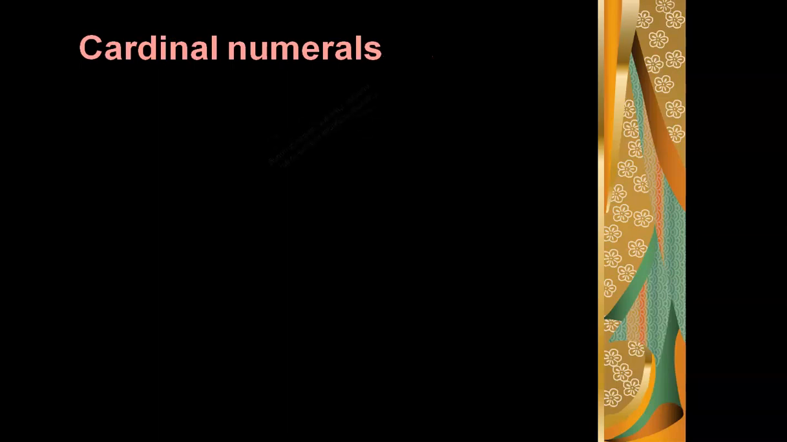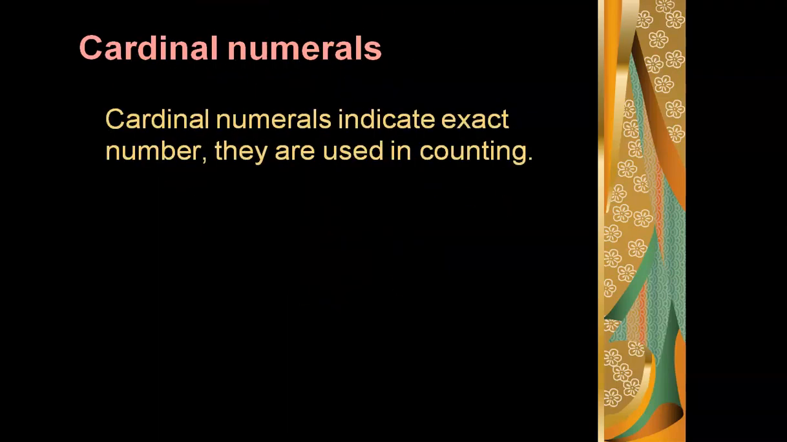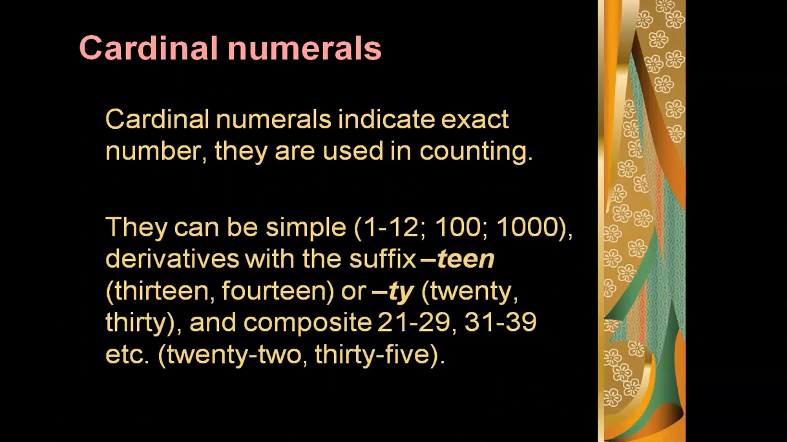So, cardinal numbers. Cardinal numerals indicate exact number. They are used in counting. Okay, they can be simple: from 1 to 12, 100, 1,000, million, 1 million, 10 million. So we continue. Derivatives with the suffix -teen: 13, 14, or -ty: 20, 30, and the composite 21, 22, 24, 29, 27. Then 31, 39, 35 will also be cardinal numerals.